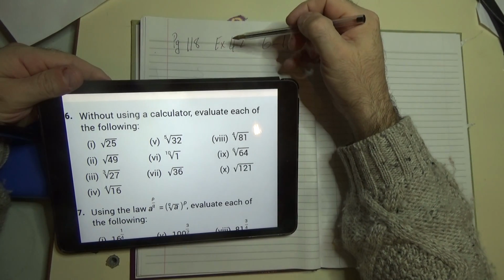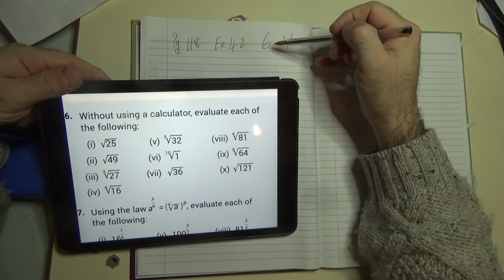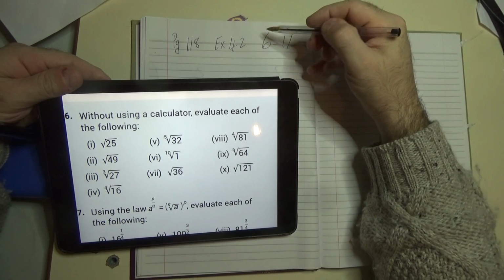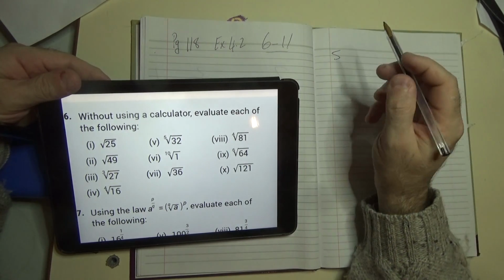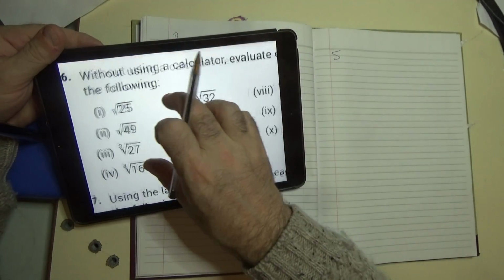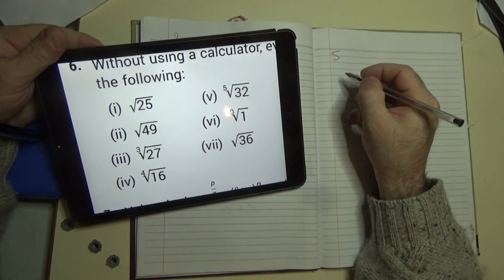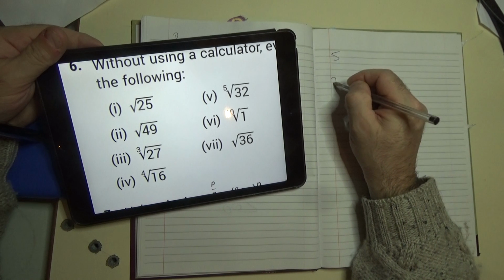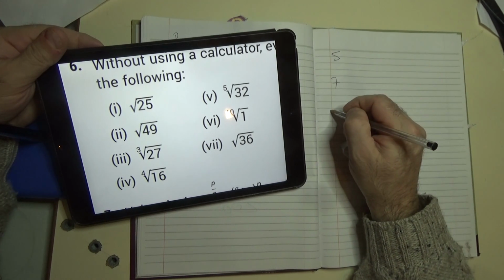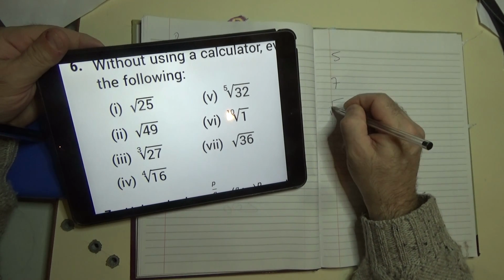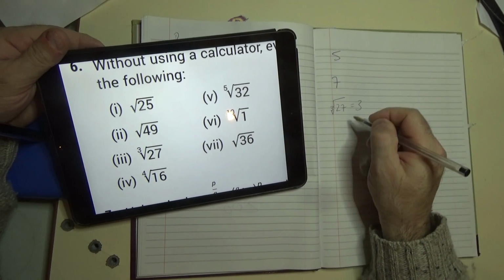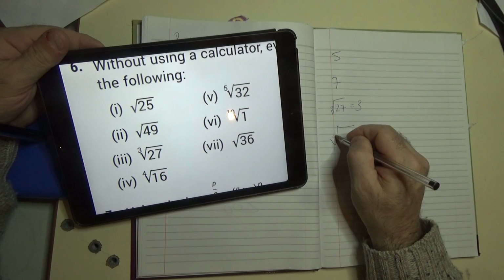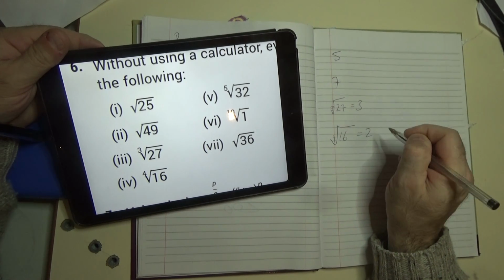Okay, we're looking at exercise 4.2, which is on page 118 of Active Maths 3, and we're talking about questions 6 to 11. So the square root of 25 is 5, the square root of 49 is 7, the cube root of 27 I recognise as being 3, and the fourth root of 16 is 2.